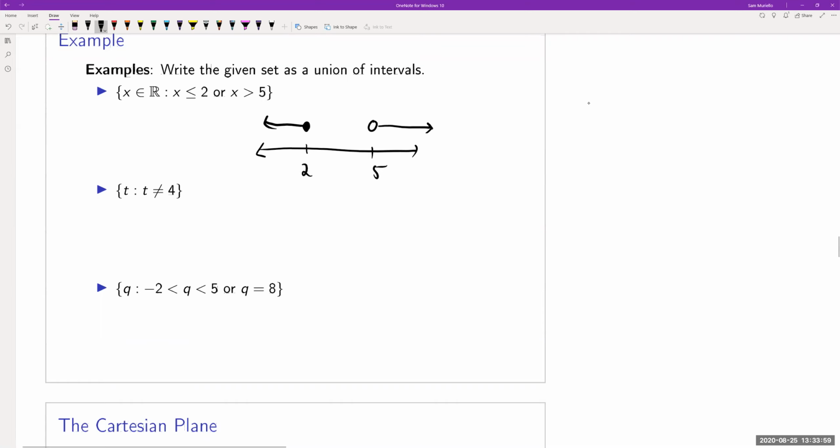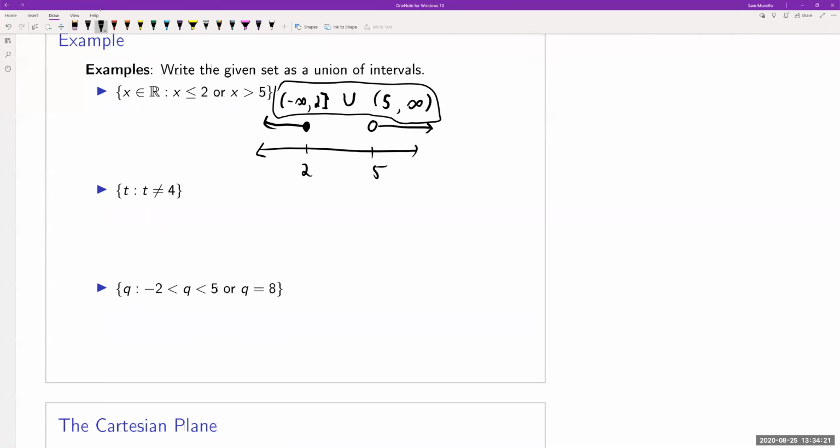Here, I see that I've got two distinct pieces. This piece goes from negative infinity up to 2, including 2. And this piece starts at 5, though it doesn't include 5, and goes up to infinity. Because I want to consider both of these pieces, I'll take their union. And that gives me my answer.